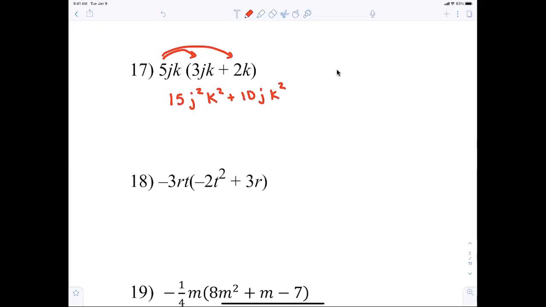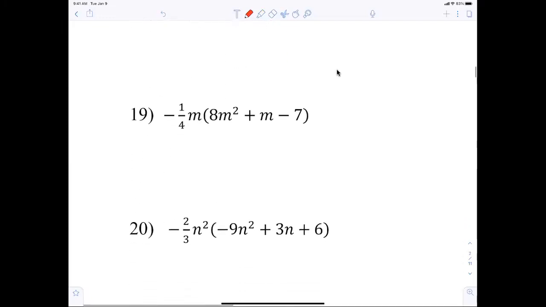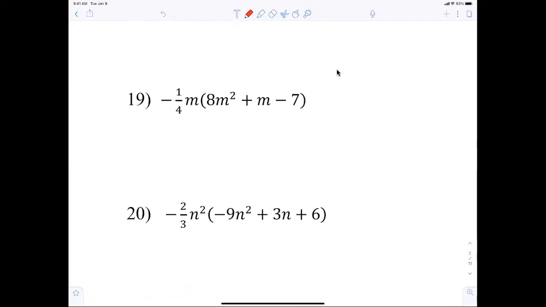Multiply numbers, add exponents. All right, number 19. Now remember, 1/4 means what? I was going to ask a question about the fraction, but you're done with it. Yeah, 1/4 means divided by 4. Everybody should know that by now. 1/4 means divided by 4. So 8 divided by 4 is 2.